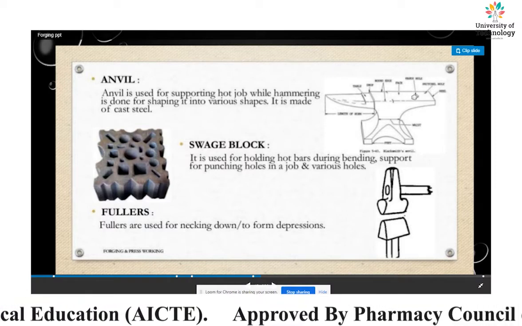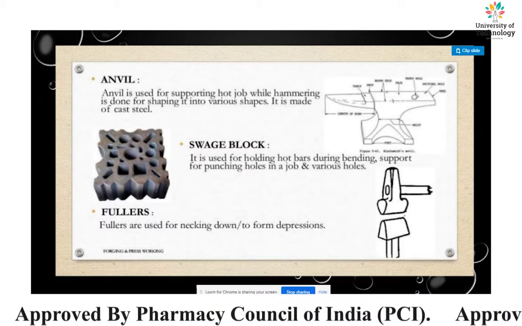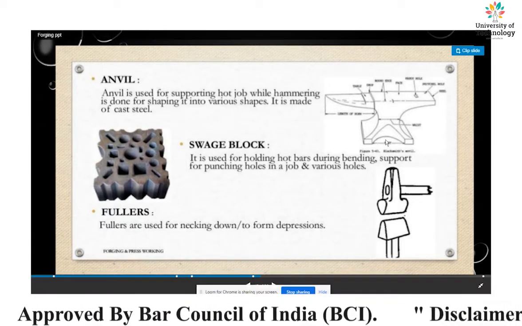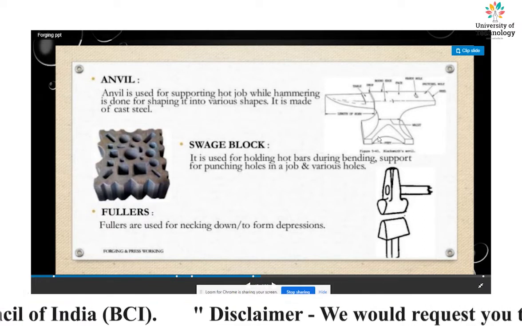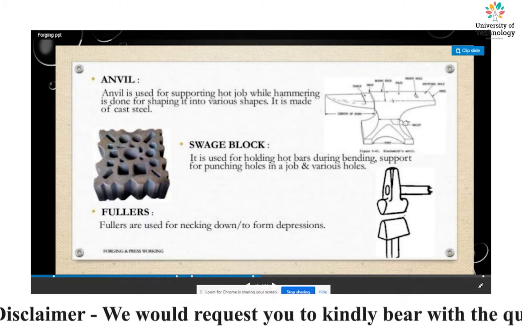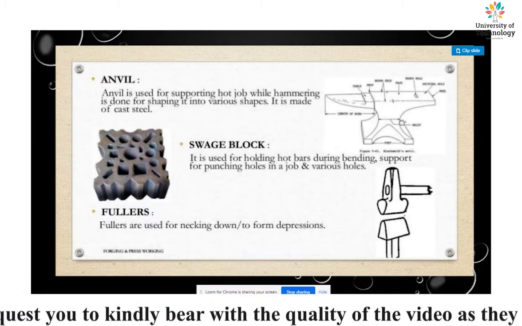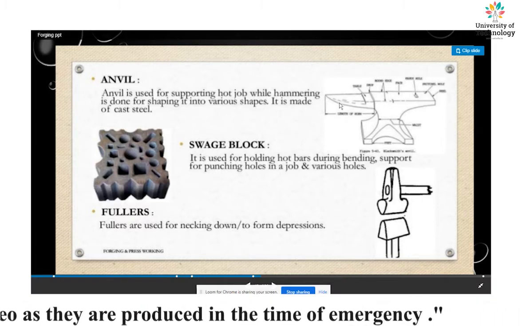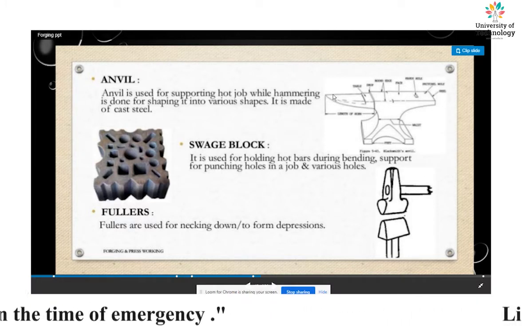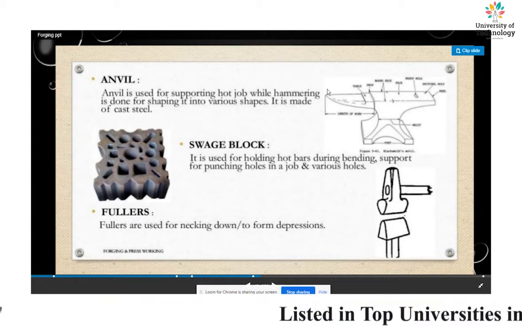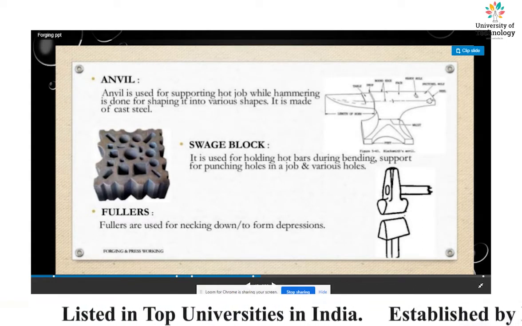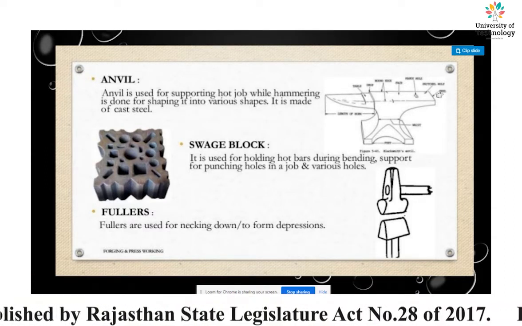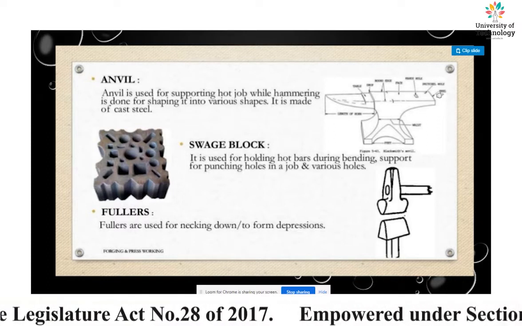Here the hole is the hardie hole, and the pritchel hole on the backside, and at the bottom is the base or feet, and that portion is known as the waist, and that portion is known as the shoulder, and the top portion is the horn, and the back portion is the heel. These are the names of the parts of the anvil as per this figure.